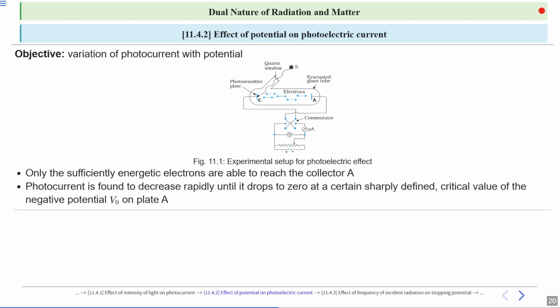As we keep increasing the negative potential on plate A, you will notice that the photocurrent drops quickly and eventually reaches zero at a specific value called the stopping potential, V0. This stopping potential is the exact voltage where even the most energetic electrons can't reach the collector. It's a sharp cutoff showing us that the energy of the emitted electrons is limited and directly related to the frequency of the incident light, not its intensity.